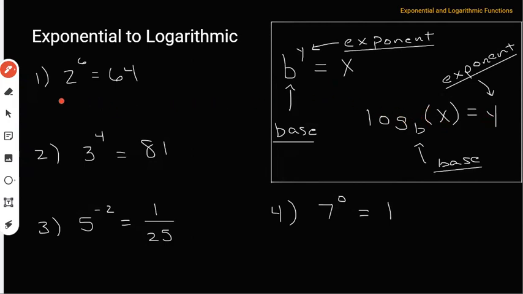So for this first one, I'm going to take the exponential form, and I'm going to convert it to being a logarithmic form.